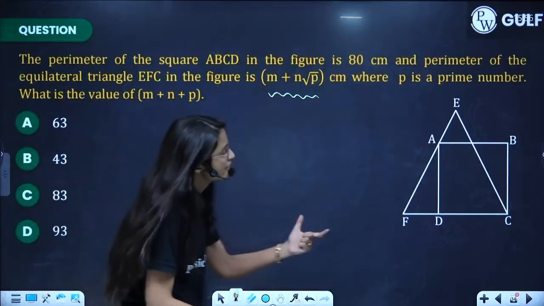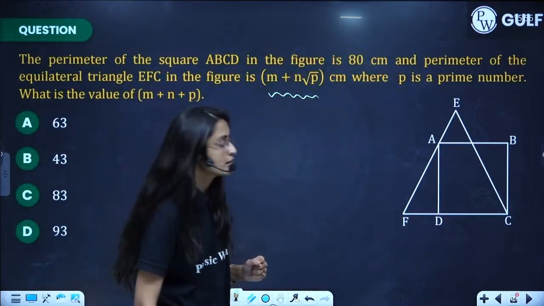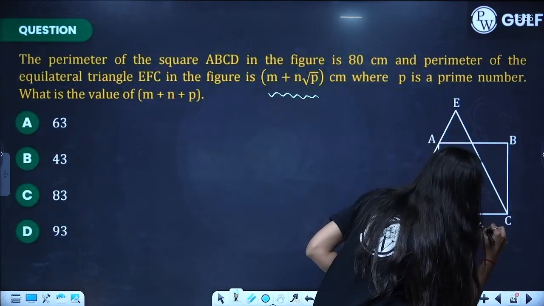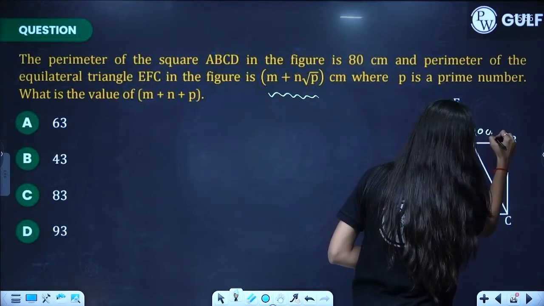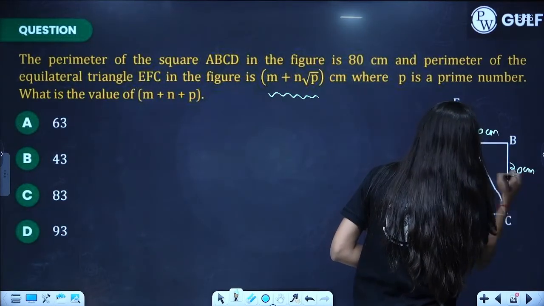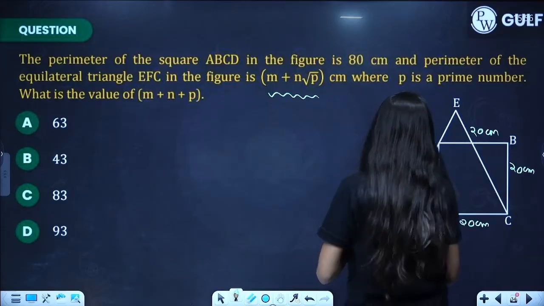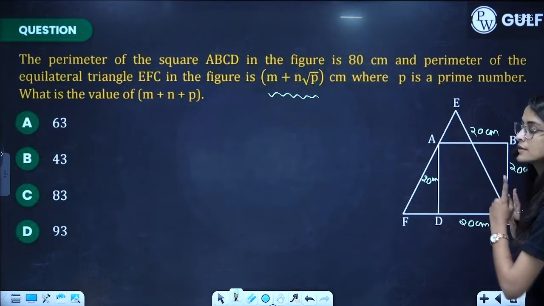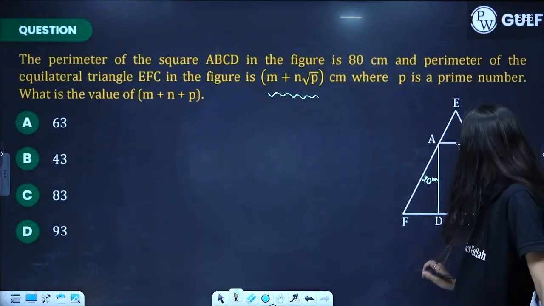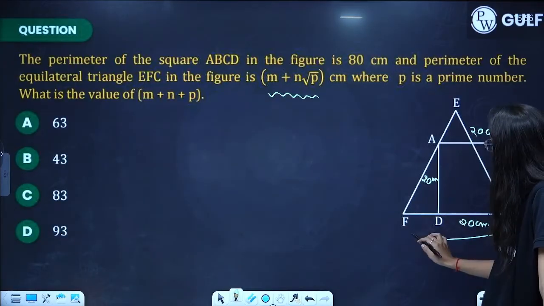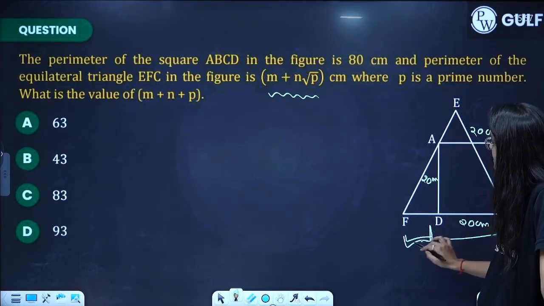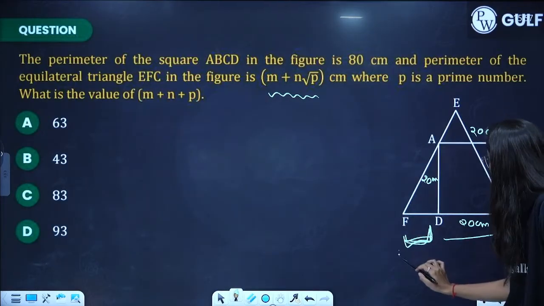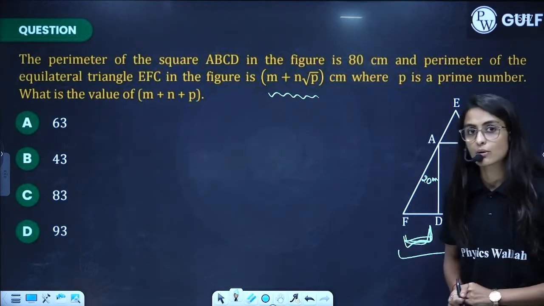Now here, as the perimeter of the square is equal to 80, the side will be 20 centimeter each. Is it? Side is equal to 20 centimeter each. To find the length of the side of the triangle, what should be done? See, I know this DC. If I find this FD, if by chance I get the length of FD, I will be finding the length of the side of my triangle.